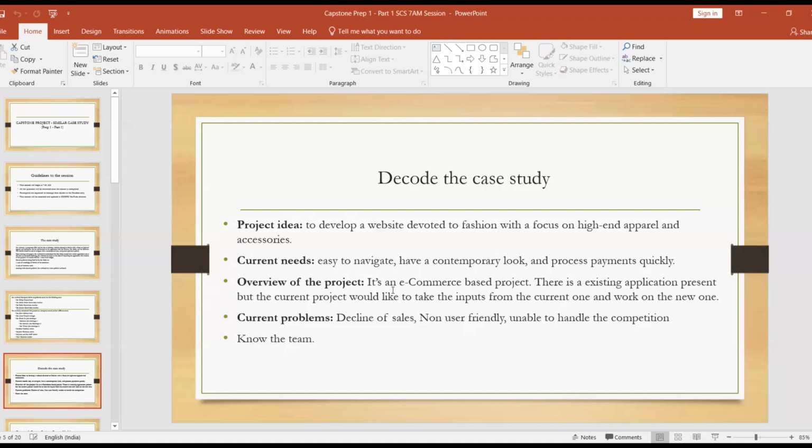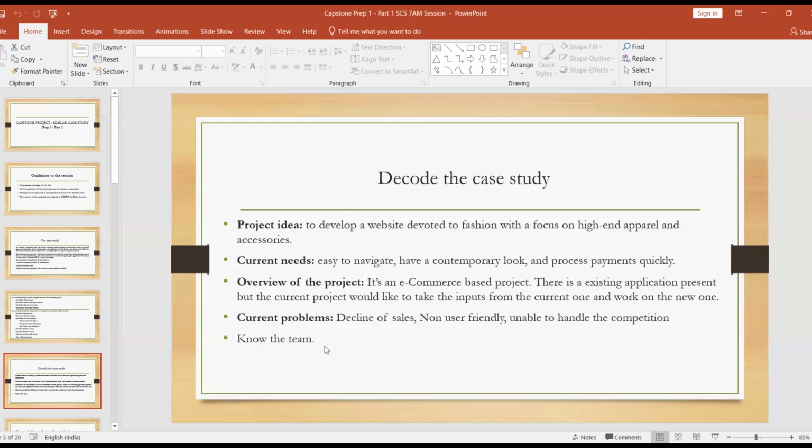And what is the overview of the project? It's an e-commerce based project, right? There is an existing application, but the current project would take the inputs from the current one and work on a new one. And the current problems being faced are a decline in sales, being non-user friendly, and being unable to handle the competition in the market. These are what we get to know once we decode the study.